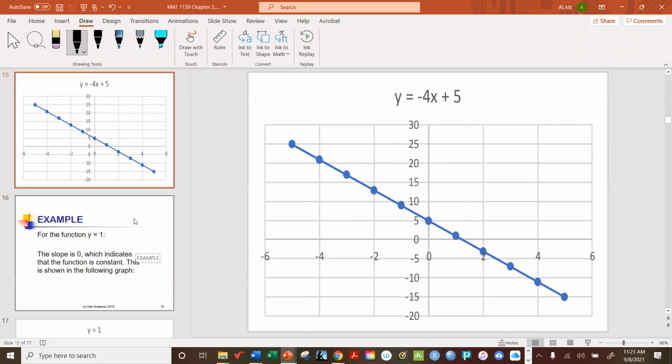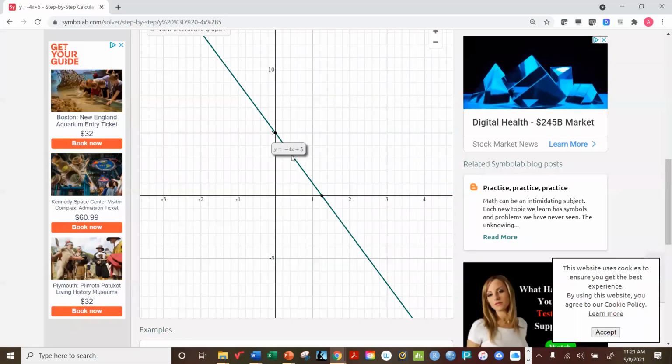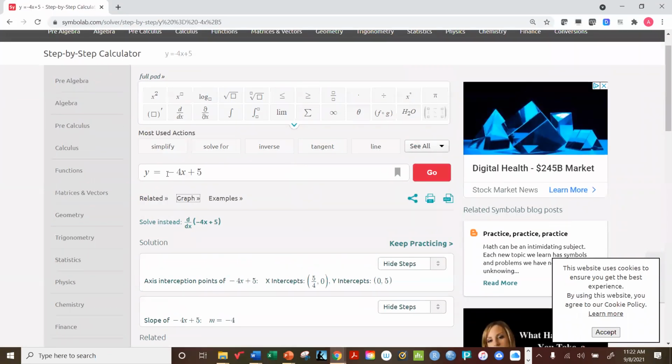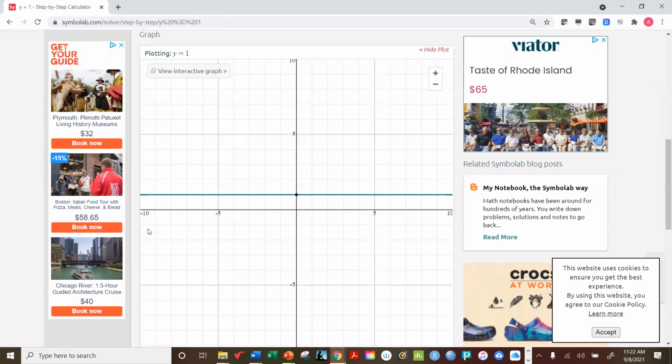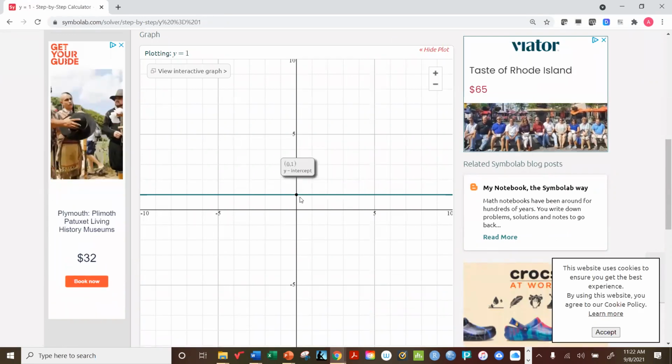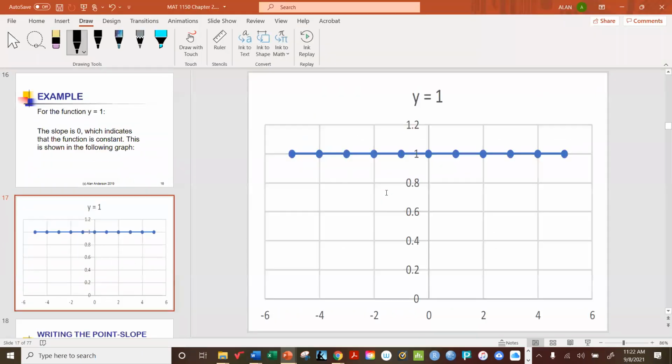And then finally, the case where the slope is 0, well, we're just going to have y is equal to a constant. Like, for example, y equals 1. M is 0, which is why it's missing from the equation. So what does this thing look like? It should be a flat line. There it is. There's no slope. Well, the slope is 0. The intercept is 1. All right. That's what it's supposed to look like.